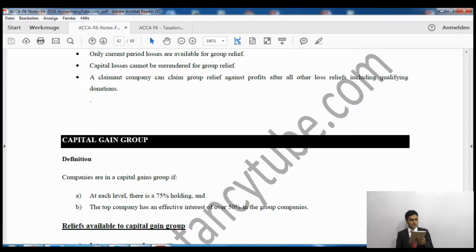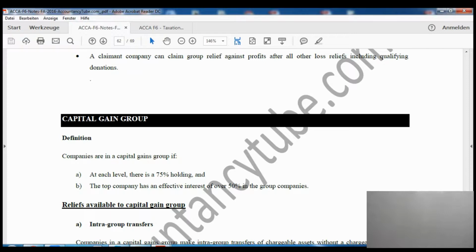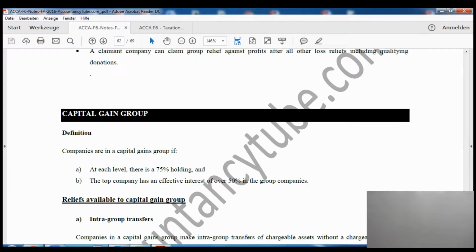So it says capital losses cannot be surrendered for group relief, and after that it says a claimant company can claim a group relief against profits after all other reliefs available, including the qualifying charitable donations. A claiming company can claim group relief against profits after all other loss reliefs, including qualifying donations.